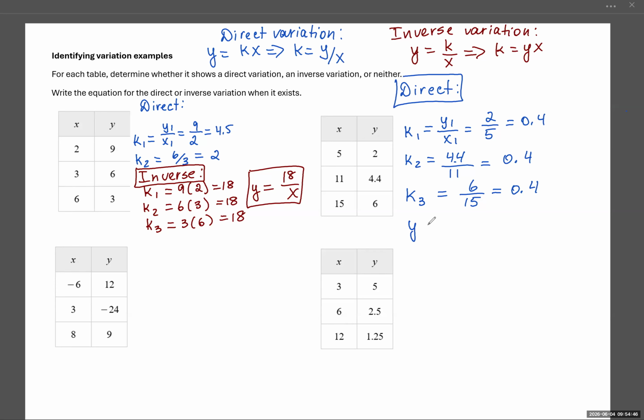We'll go ahead and write the equation down. 0.4 times x, since direct variation is here. All right, the third table.